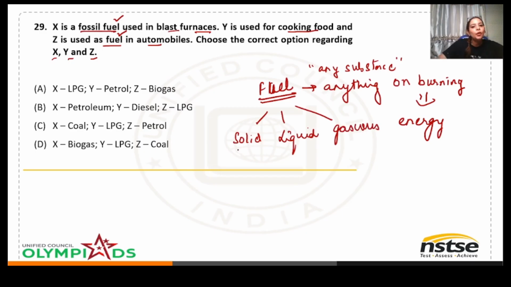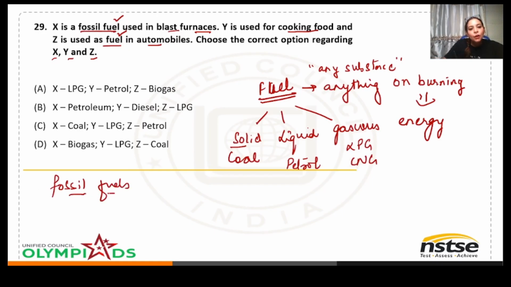For example, coal is a solid fuel. Liquid fuels are like petrol, diesel and kerosene oil. And gaseous fuels are, for example, LPG and CNG. Now, here we need to identify that X is a fossil fuel. What do we mean by fossil fuels?